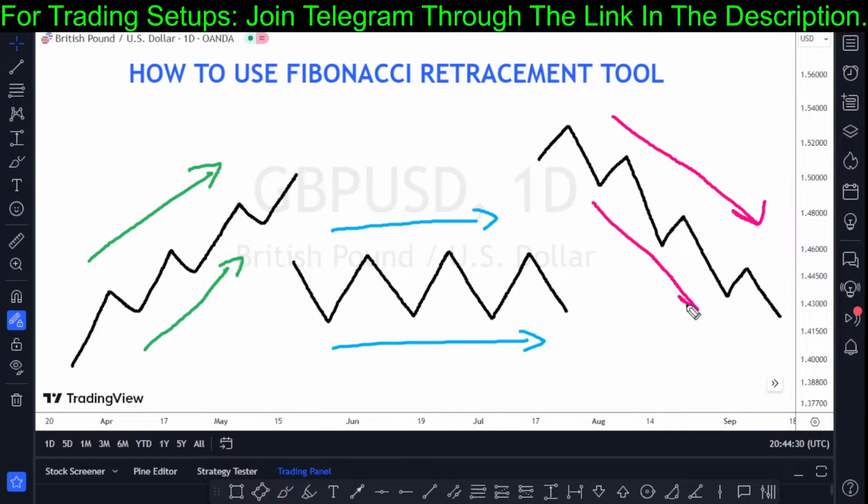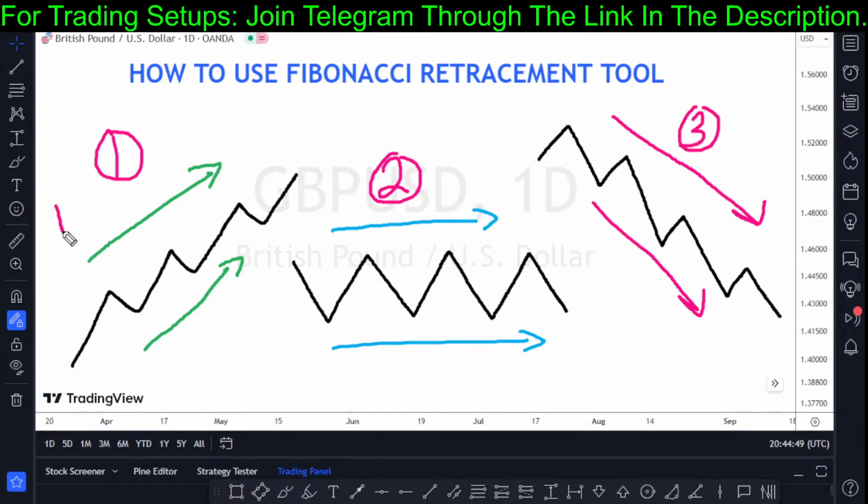For those of you who do not know what a bearish trend is all about, this is a downtrend. This is a ranging medium. This is an uptrend, right? So we have an uptrend right here, the second right here is a ranging medium, and then the third right here is a bearish trend.